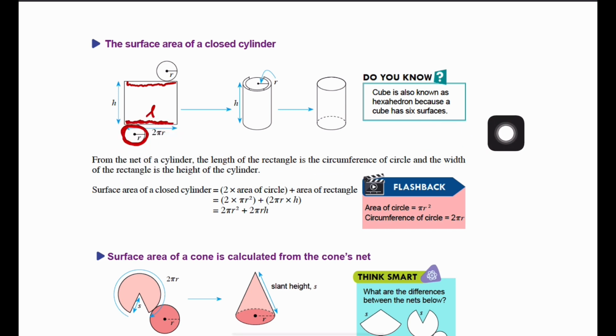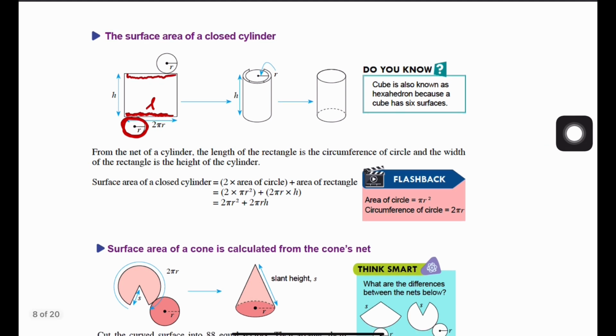Okay, so sebab itu, untuk mencari surface area of a closed cylinder, rumus dia 2 times area of circle plus area of rectangle. Sekarang 2 macam biasalah 2. Lepas tu area of circle is pi r square. Ingat kita ada 2 circle, 1 dan 2. Sebab tu 2 darab pi r square. Lepas tu tambahkan dengan area of rectangle.